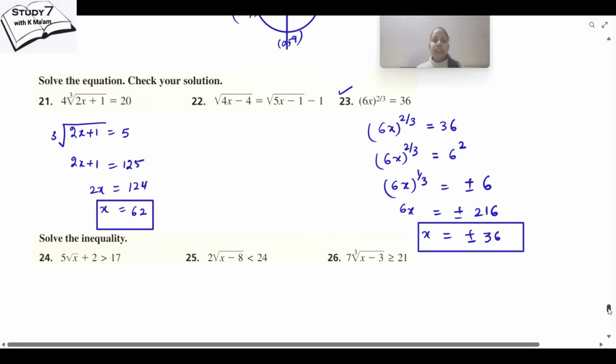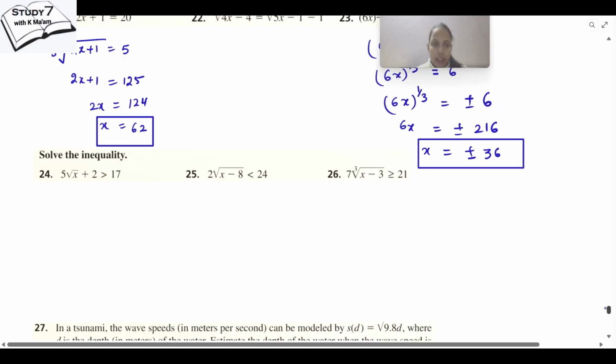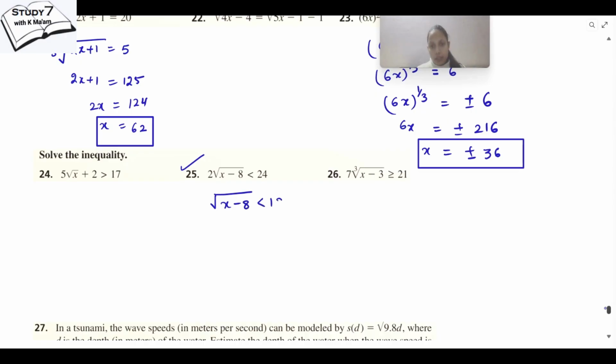Okay. Next is solve the inequality. We have to solve inequality here. Which question do you want to try? Let's start with 25. If I multiply by a positive term, inequality remains same. So I divide by 2 here, which is a positive number. Inequality is same. Then I take square root both sides.